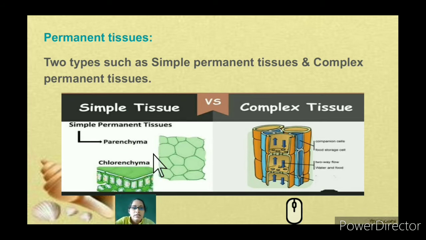So we will see the second type of tissues, that is permanent tissues. Permanent tissues are again of two types: simple permanent tissues and complex permanent tissues. So let's understand simple tissues and complex tissues. Simple tissues are with respect to parenchyma and chlorenchyma, with chlorophyll and air sacs, etc. But complex tissues like companion cells and food storage cells do complex functions such as transportation of water and food across the plant. So let's understand it.